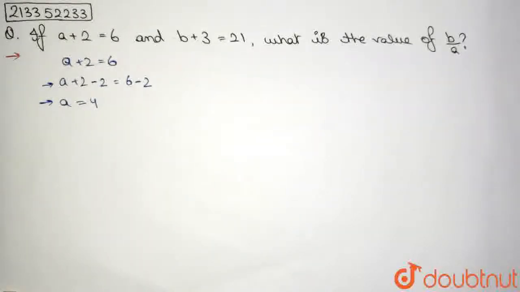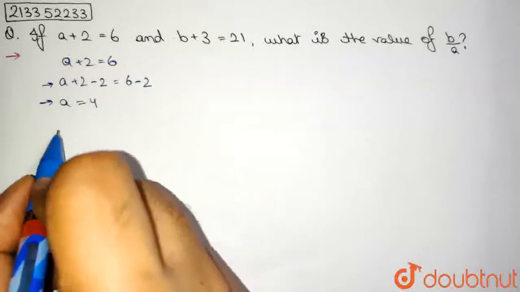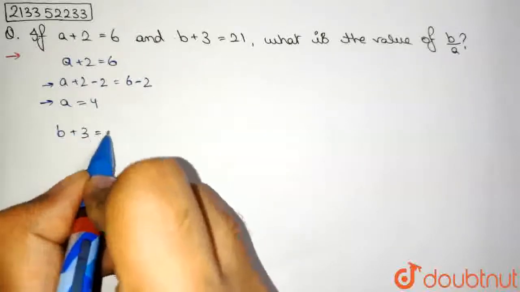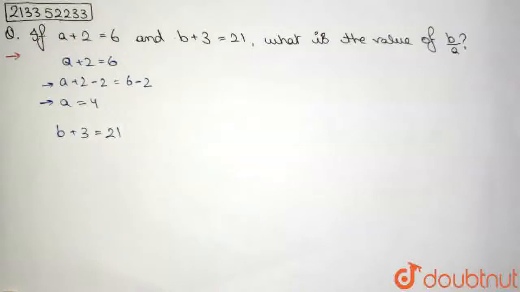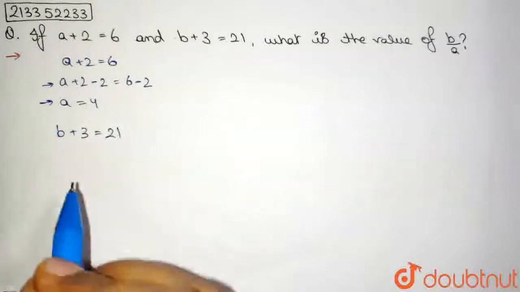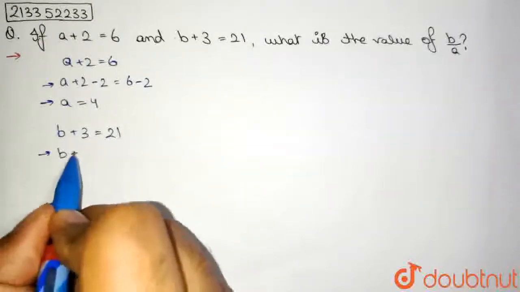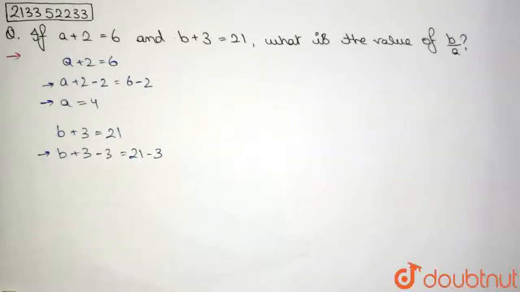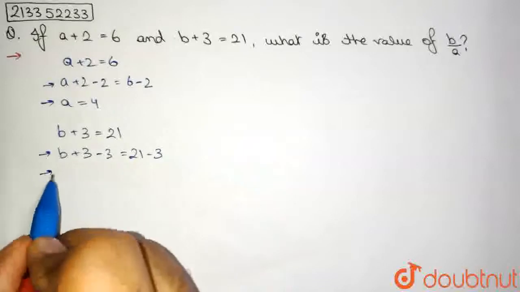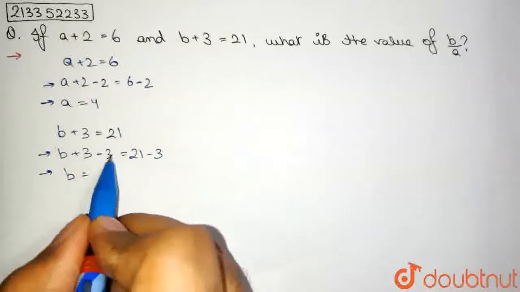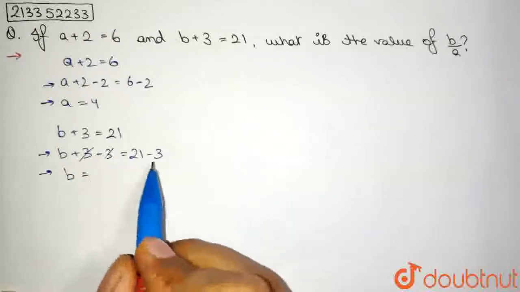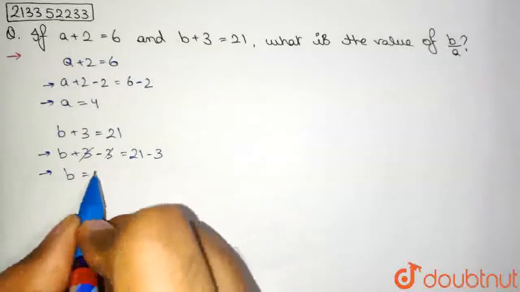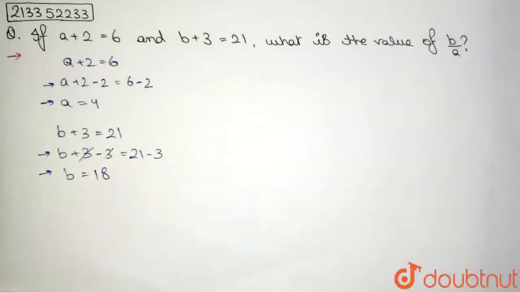Now similarly we are going to solve for the value of b. So we have b plus 3 is equal to 21, right? And then when we subtract 3 from both the sides, we get b plus 3 minus 3 is equal to 21 minus 3. So this is nothing but b is equal to, this 3 and this 3 get cancelled out, and 21 minus 3 is nothing but 18. So we can say b is equal to 18.